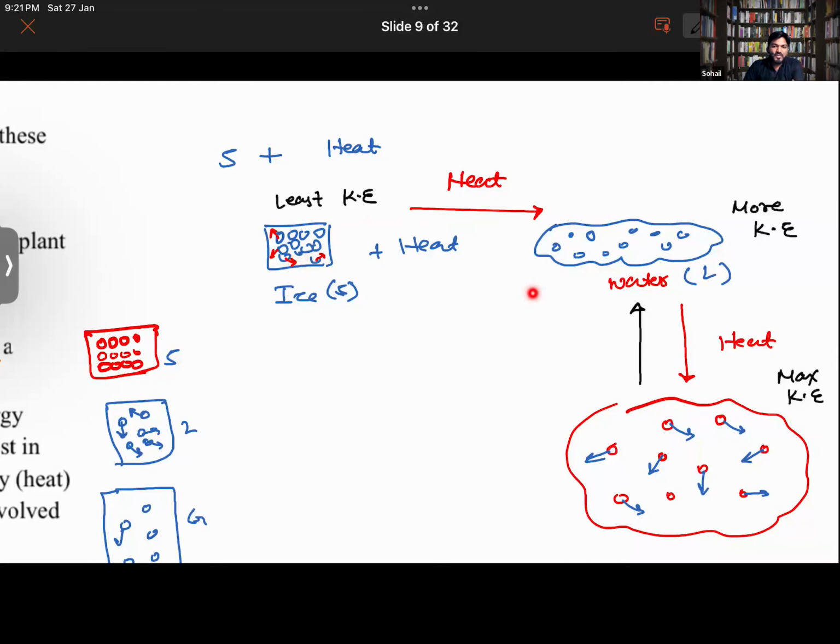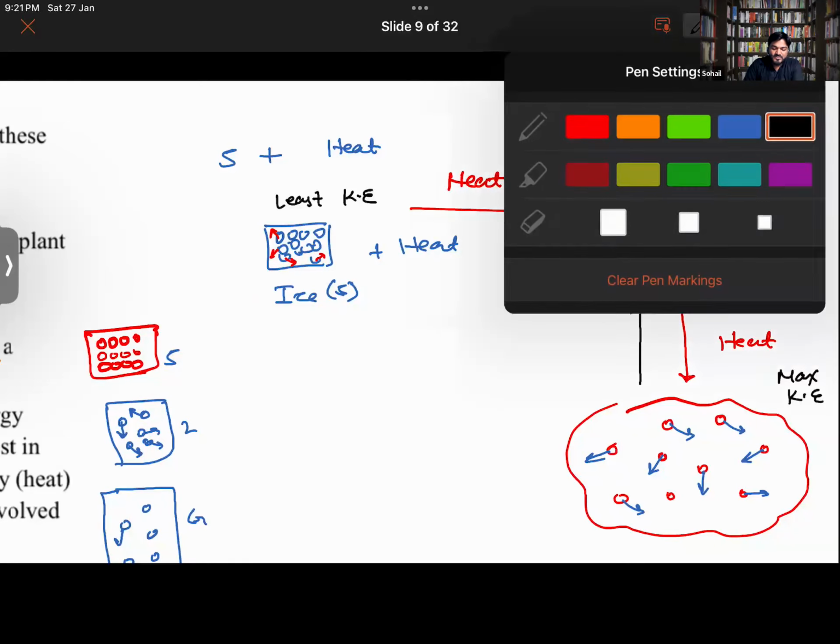Now, in order to go into the liquid state, when I look at the composition of the liquid, I see that the particles are very far away from each other as compared to the solid right now. So what happens? You have to heat it. You have to heat it. You can understand it in this manner.